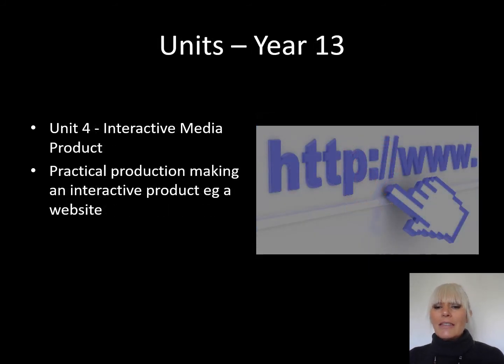The units in Year 13 are slightly different. We look at Unit 4, which is interactive media products, and that is a practical production, making an interactive product like a website, for example.